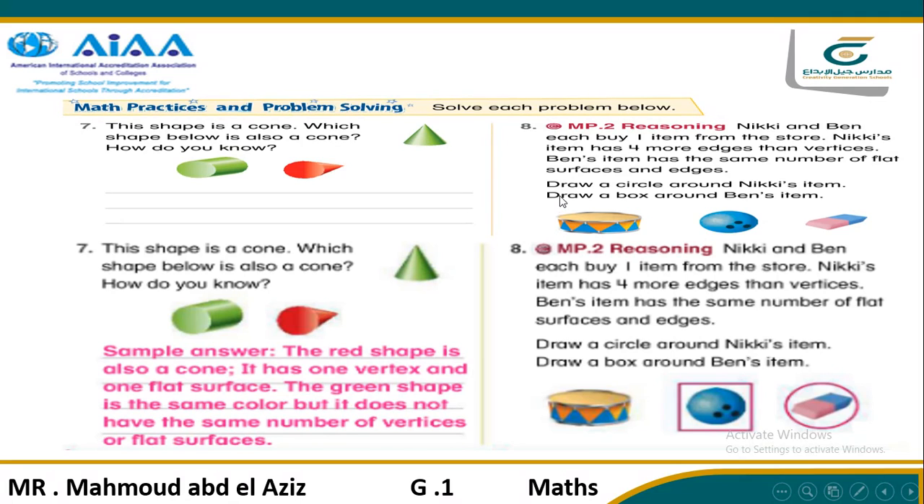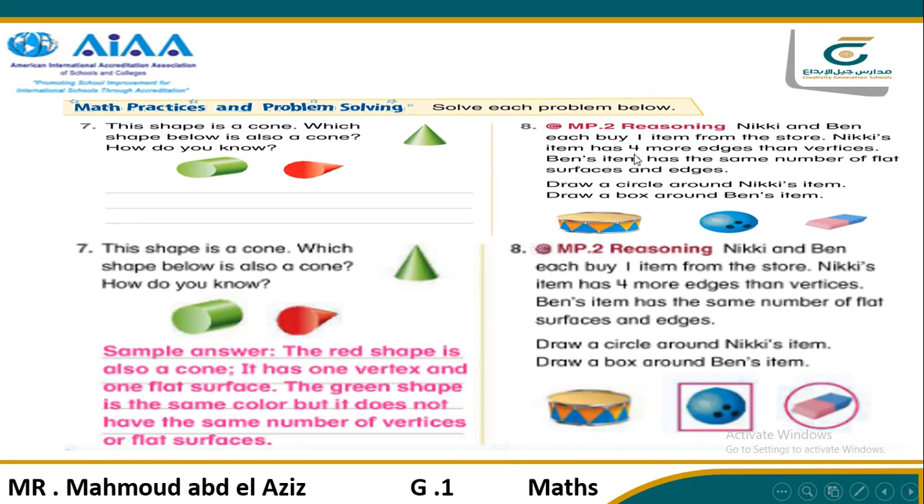Okay, with another question here, number 8. We have here two 3D shapes. Nikki and Ben each buy one item from the store. Nikki's item has 4 more edges than vertices. Ben's item has the same number of flat surfaces and edges. Draw a circle around Nikki's item and draw a box around Ben's item.